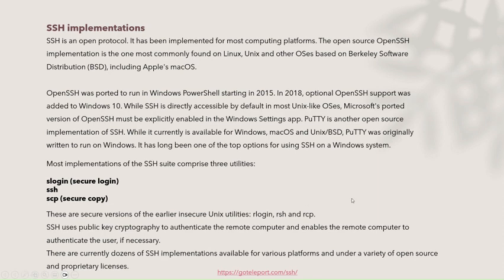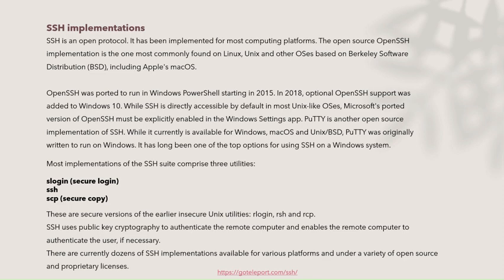How to implement SSH? SSH is an open protocol. It has been implemented on most computing platforms. The open source OpenSSH implementation is the one most commonly found on Linux, Unix, and other operating systems based on Berkeley Software Distribution, including Apple's macOS. OpenSSH was ported to run in Windows PowerShell starting in 2015.